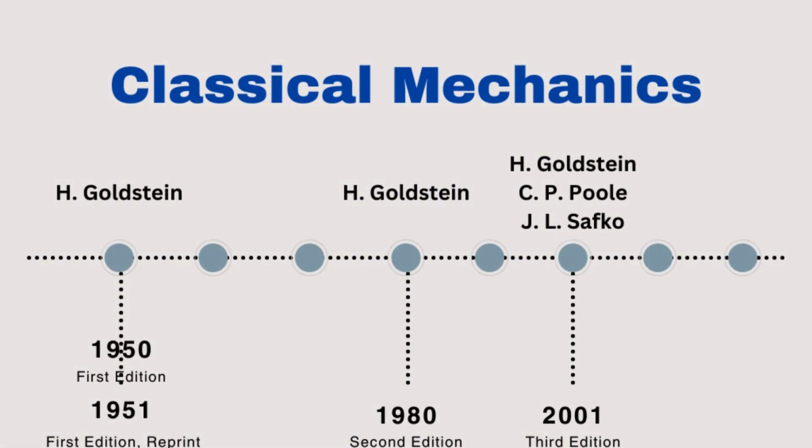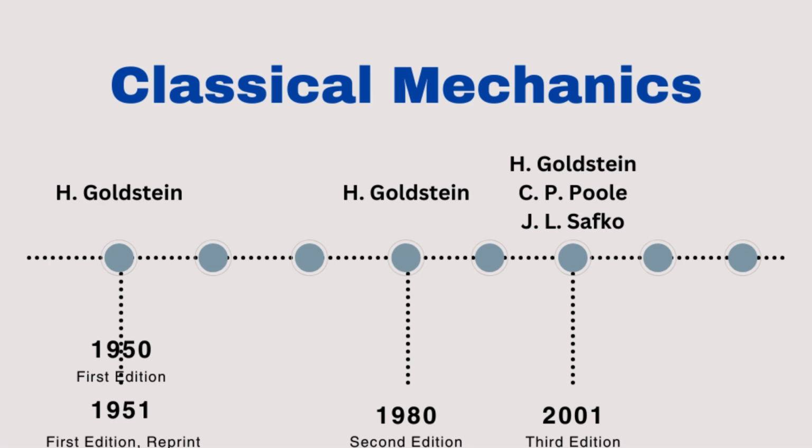Welcome. Classical Mechanics by Herbert Goldstein is the very standard book for graduate-level teaching in classical mechanics. Currently, we have the third edition of the book, which appeared in the year 2001. The text first appeared in the year 1950, was well received, and a reprinted version of the book appeared.